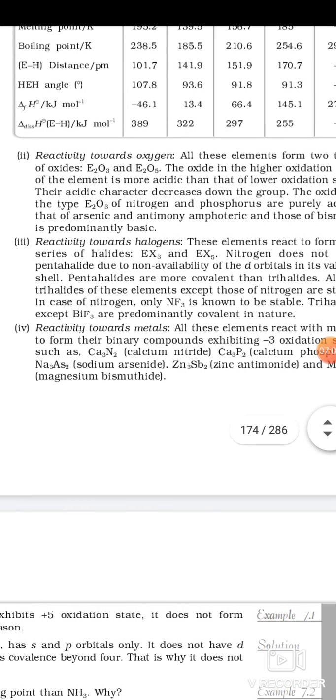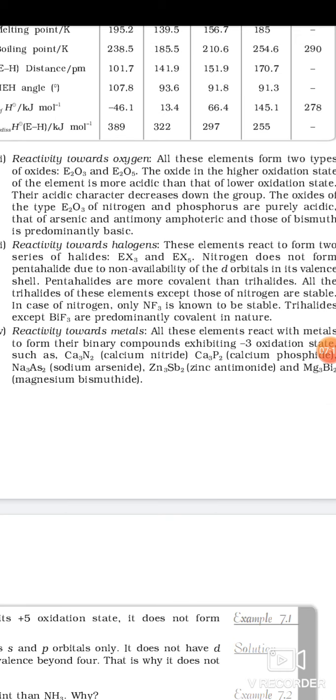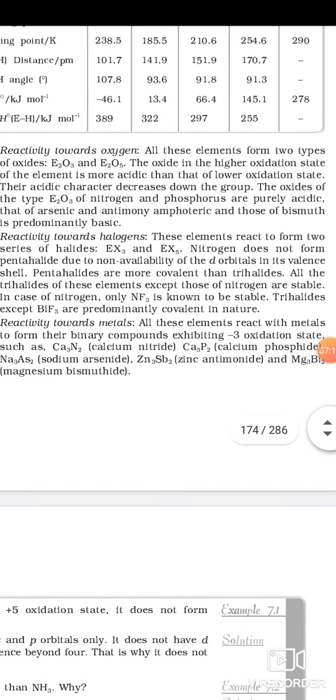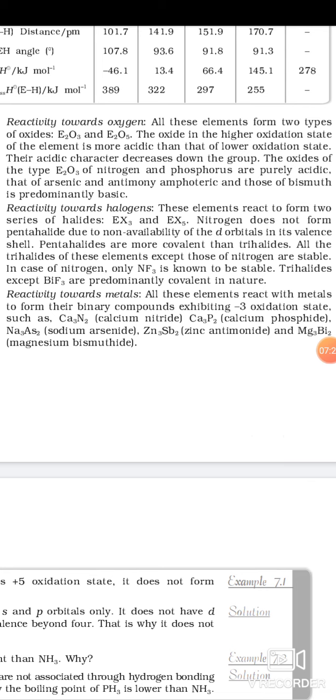Next, the third property is reactivity towards halogens. Reacting with halogens, these form EX3 type and EX5 type halides. These elements react to form two series of halides, EX3 type and EX5 type. Nitrogen does not form pentahalides. Again, a very important question.